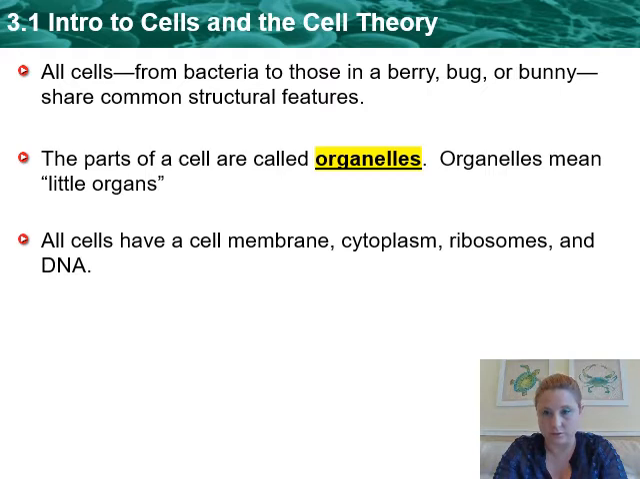The difference is the eukaryotic cells are going to have more organelles, all right? But our prokaryotes are going to have less, and we're going to talk about that. But again, all cells, no matter what kind of cell it is, have a cell membrane, cytoplasm, ribosomes, and DNA.